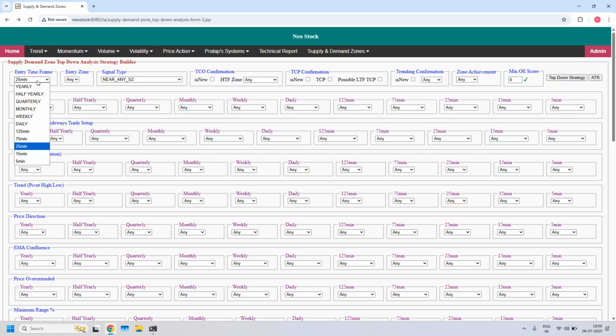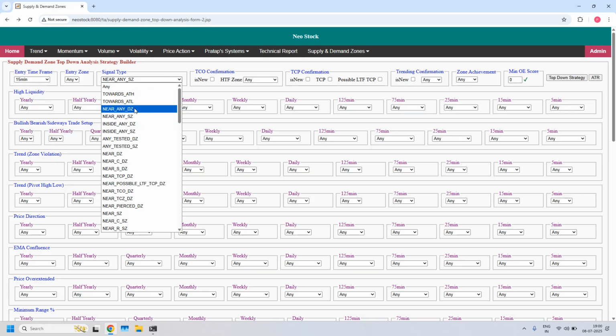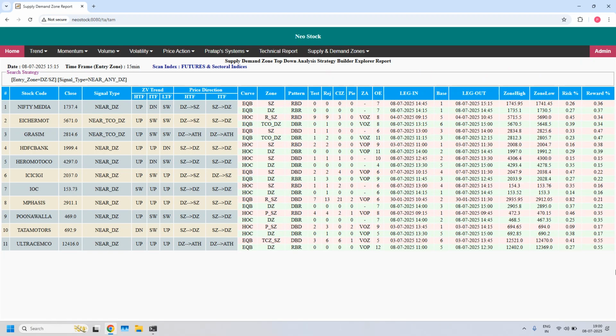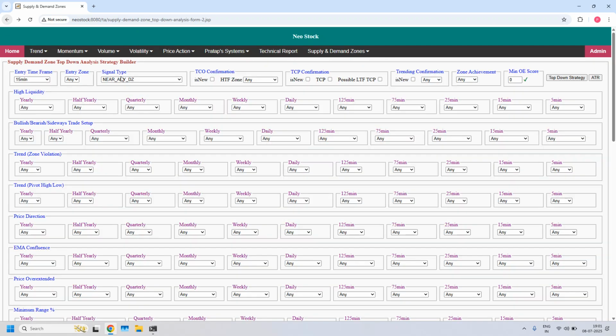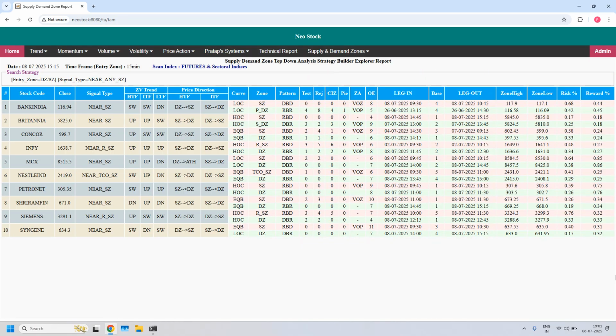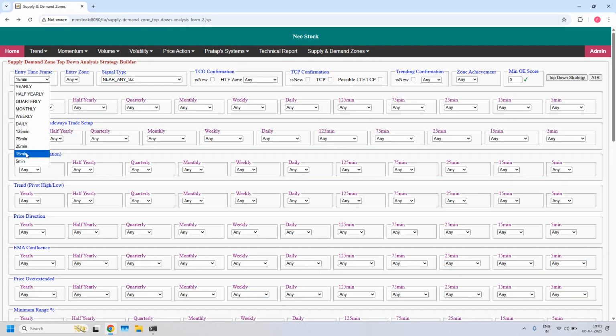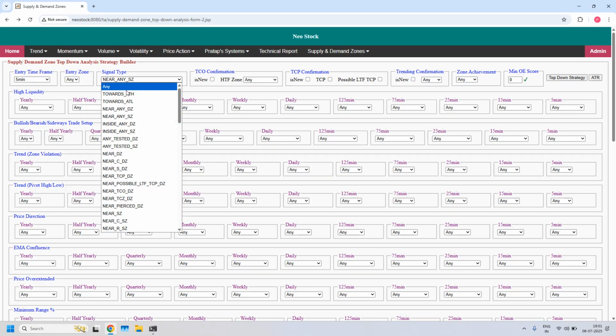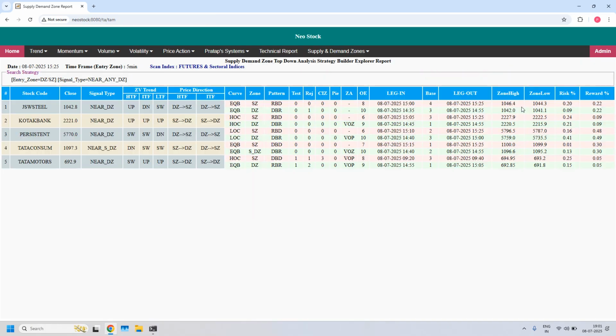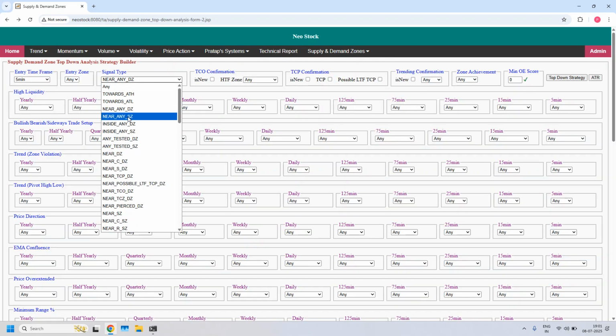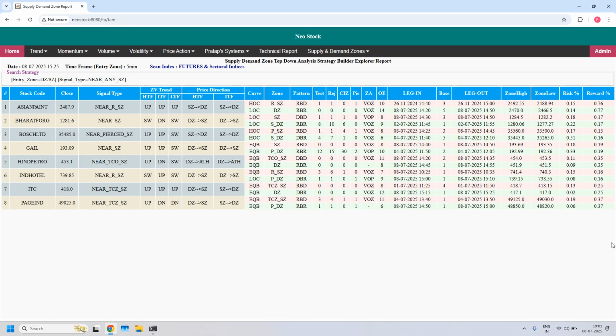Next time frame is 15 minutes. Stocks near 15 minutes demand zone, we got 11 stocks. Next, stocks near 15 minutes supply zone, we got 10 stocks. Next time frame is 5 minutes. Stocks near to the 5 minutes demand zone, we got 5 stocks. Next, stocks near to the 5 minute supply zone, we got 8 stocks.